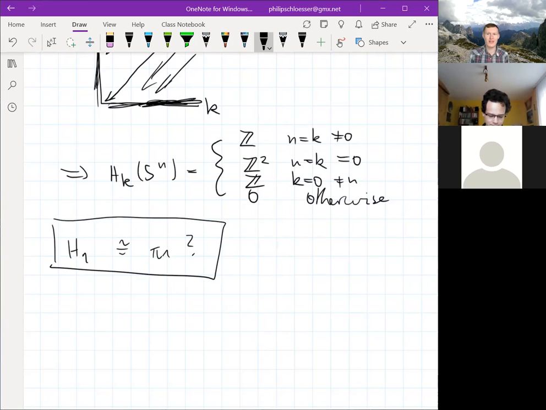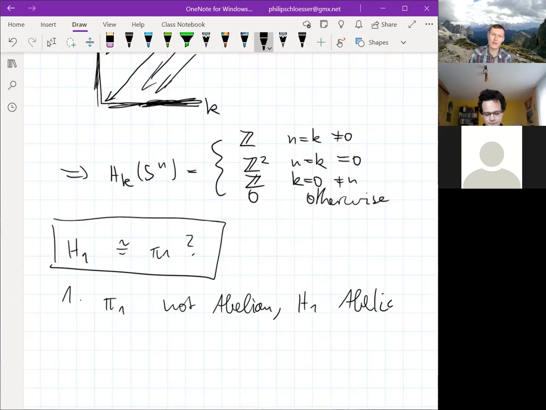Well, there are 2 caveats. Firstly, pi1 is non-commutative or non-abelian, but H1 is very much abelian. Or put differently, if you traverse paths in different orders, it matters in the fundamental group, but it doesn't matter in the first homology group.